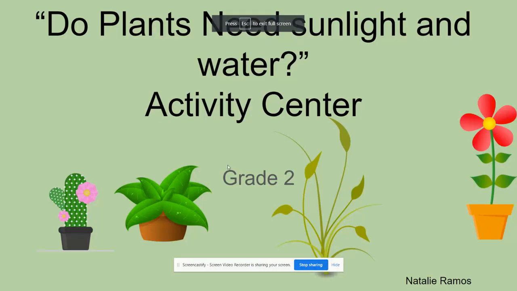For my science center, I chose to focus on plants and how they survive. This is the activity center for second grade, and I titled it Do Plants Need Sunlight and Water?